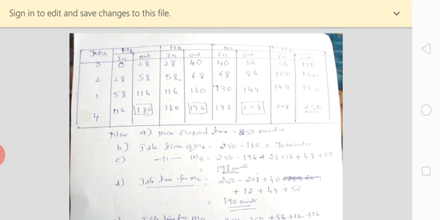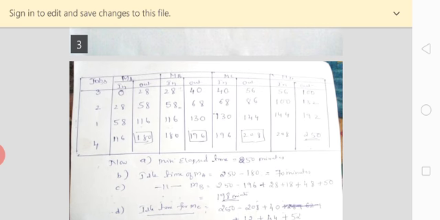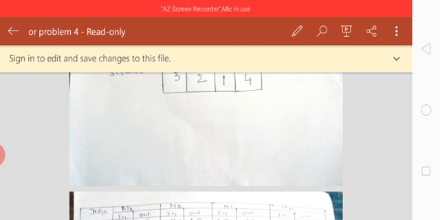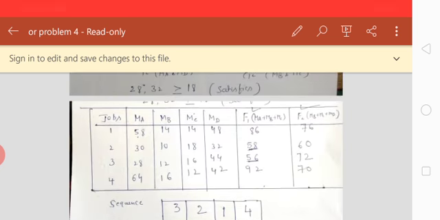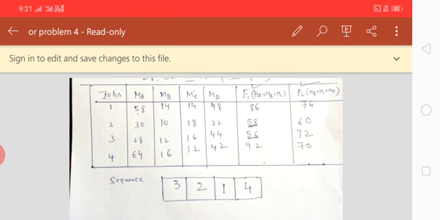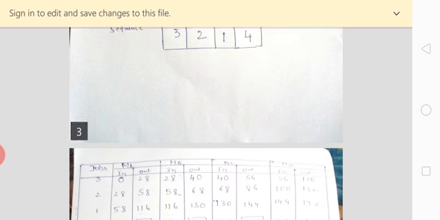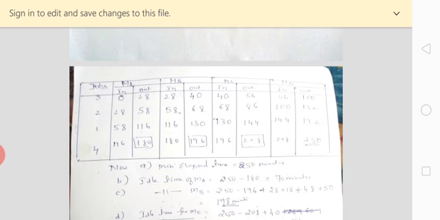Now look at the table. How much duration is your particular job going to take? Which job? The third job on machine A. Just look here: that is 28 minutes. I have written 28 minutes. The out time will be 28 minutes, the finishing time will be 28 minutes.